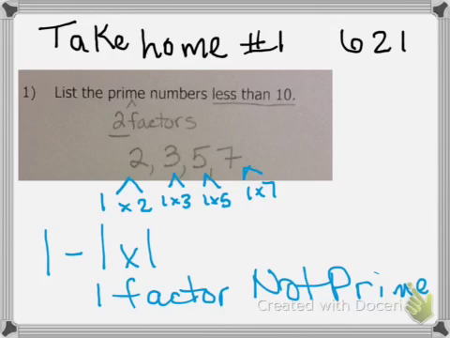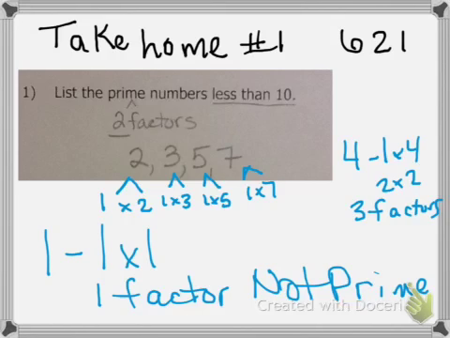4 has more than two factors. It's 1 times 4 and 2 times 2. So it actually has 3 factors: 1, 2, and 4. 6 is the same. It's an even number. 1, 2, 3, and 6 are factors of 6.